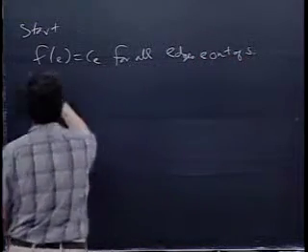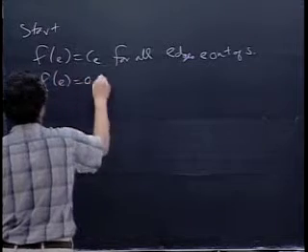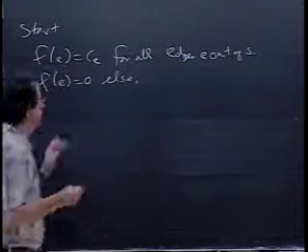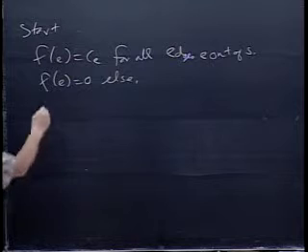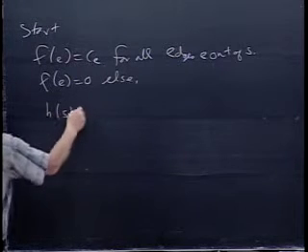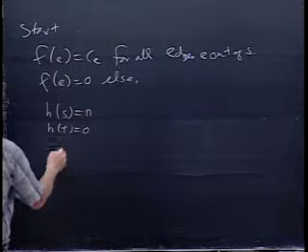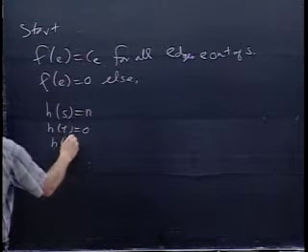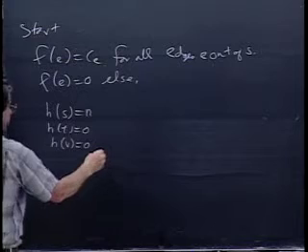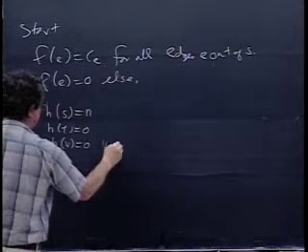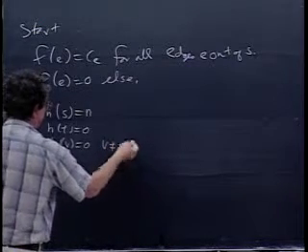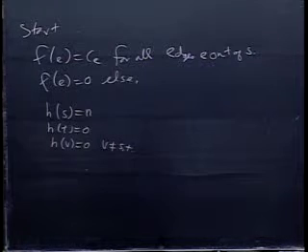And otherwise, it sets it to 0. And it also sets H of S equal to N, H of T equals 0, and H of V equals 0 for V not equal to S or T.